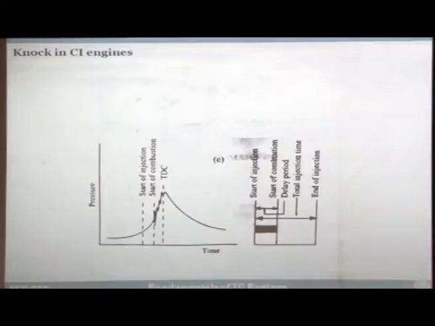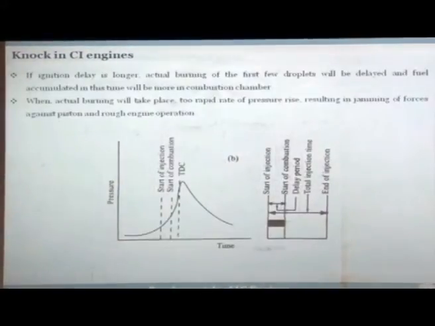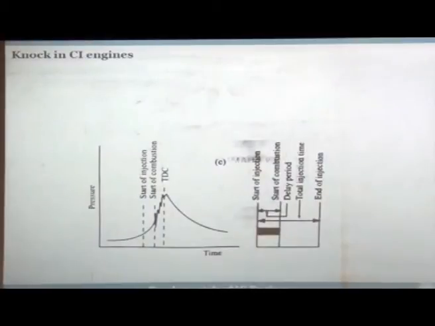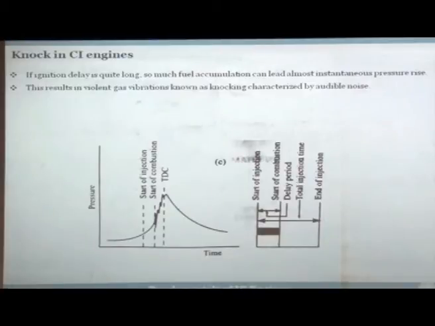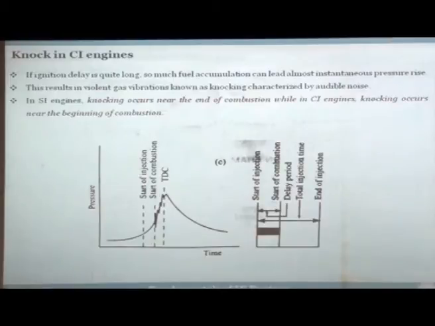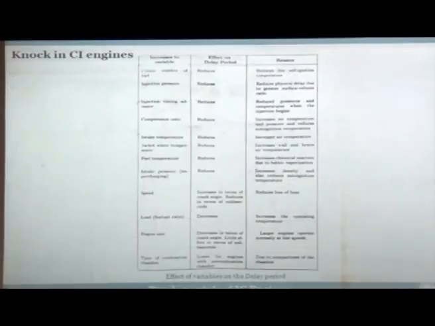If this is too great, here you didn't really experience knocking, but if you increase it too much, you will experience knocking. This is quite large here. If the ignition delay is quite long, so much fuel is accumulated that it can lead to almost instantaneous pressure rise, resulting in violent gas vibrations, known as knocking, characterized by audible noise. In an SI engine, knocking occurs near the end of the combustion, while in a CI engine it happens at the beginning of the combustion. This is one of the big differences between SI engine and CI engine combustion.